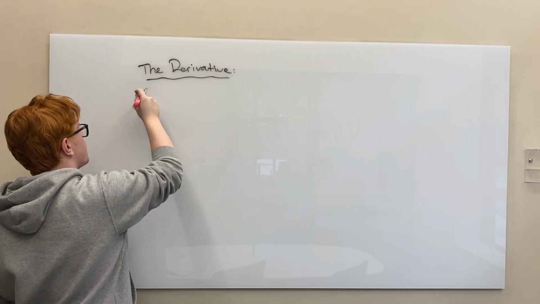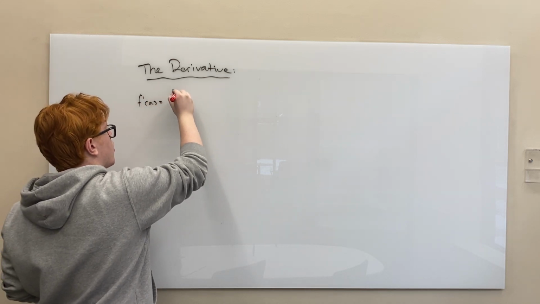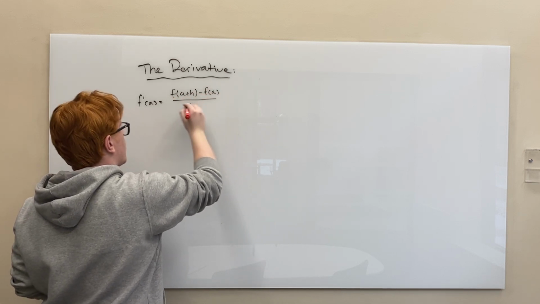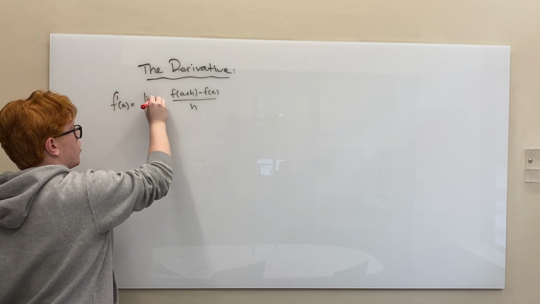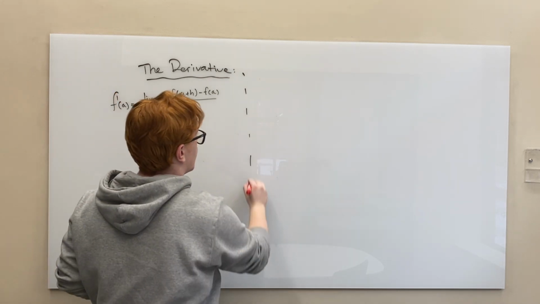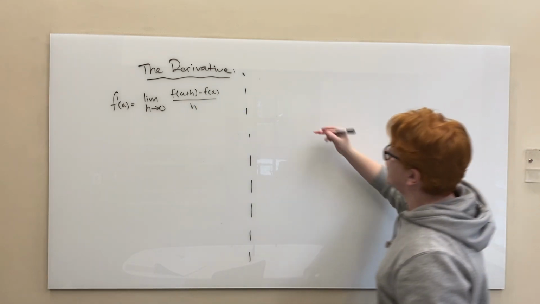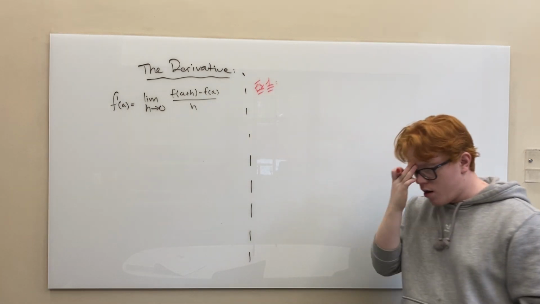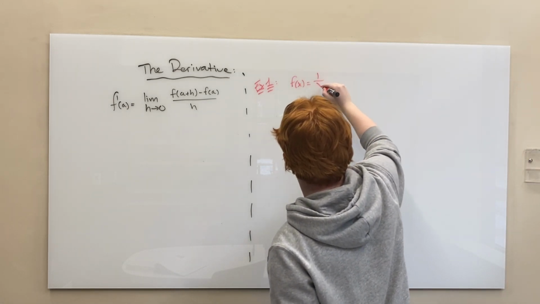So I'll write f prime of a. All right. Now let's do some examples. Example 1. Let's do 1 over x. f of x is equal to 1 over x.